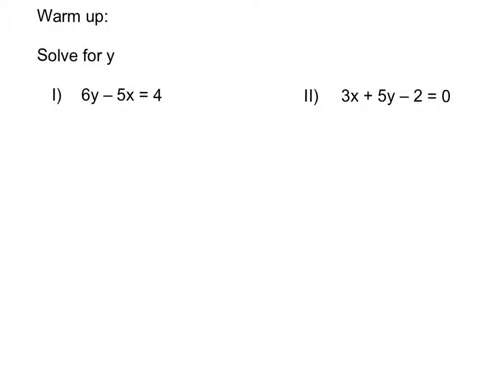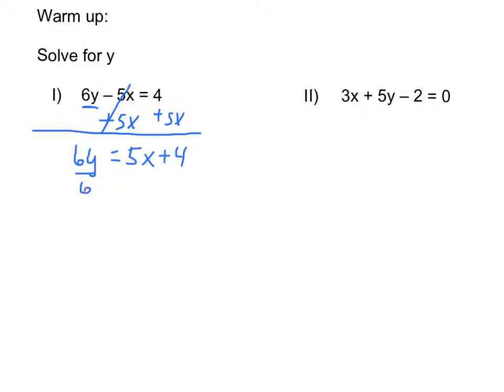So if I want to solve for y, that means I want to isolate y and get it alone, and you've had practice doing this. So you can pause this if you would like, or you can follow along. So you're going to add 5x to both sides, so that's canceled. So I get 6y equals 5x plus 4, and then I have to divide everything by 6.